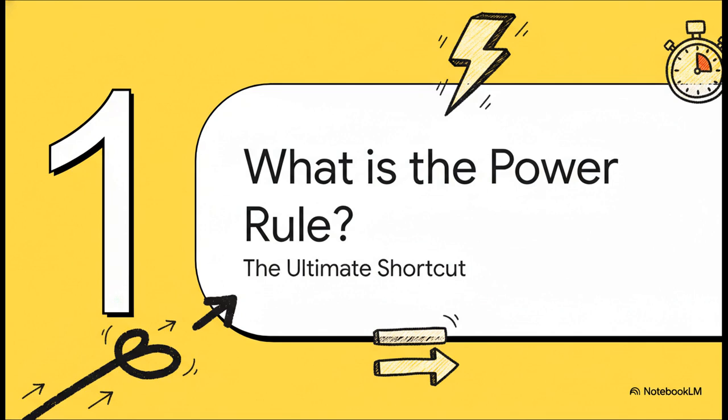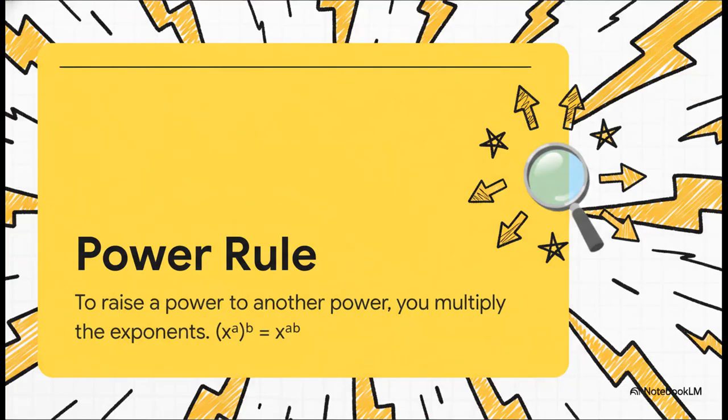So first things first, what exactly is this power rule we're talking about? Let's get a really clear definition so we know what we're working with. Here it is in a nutshell. The power rule says that when you raise a power to another power, like you see here with x to the a to the b, all you have to do is multiply those exponents together. That's it. This is the big idea we're going to be using today.